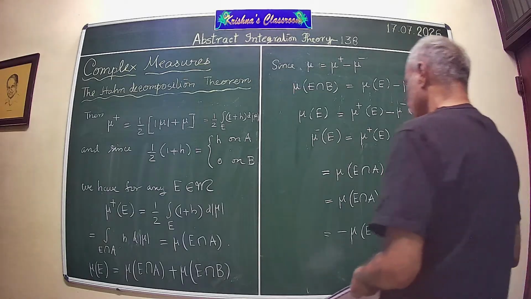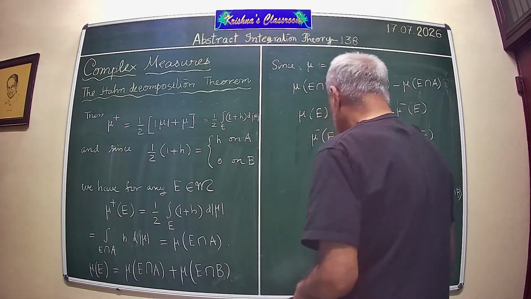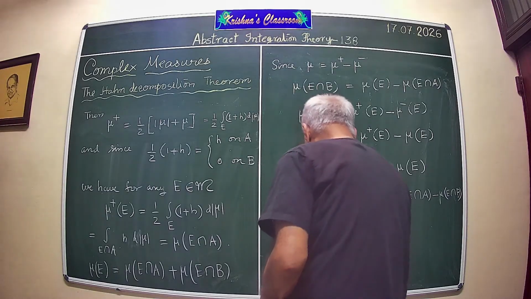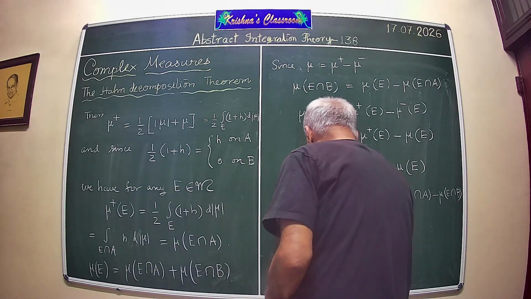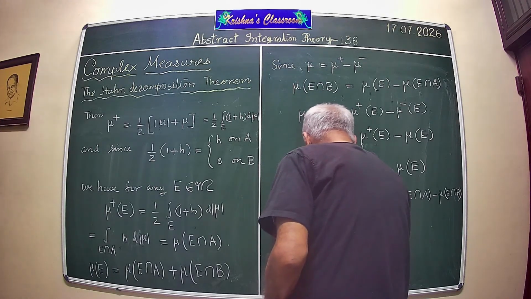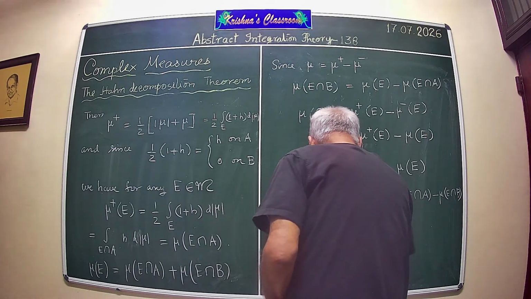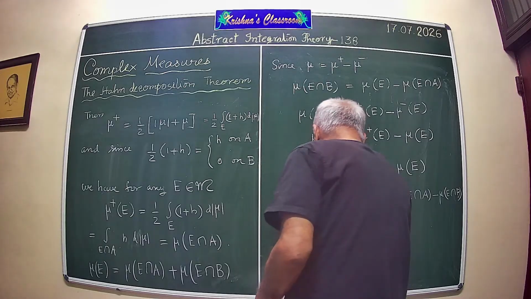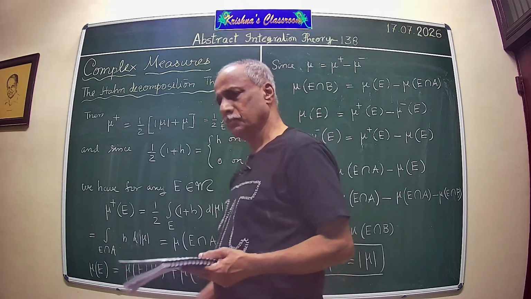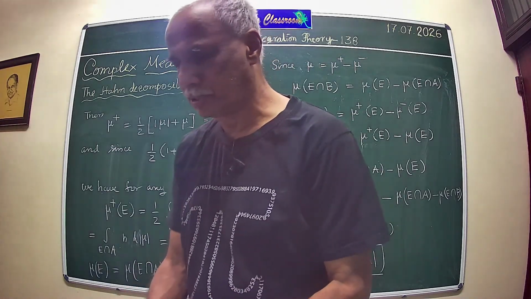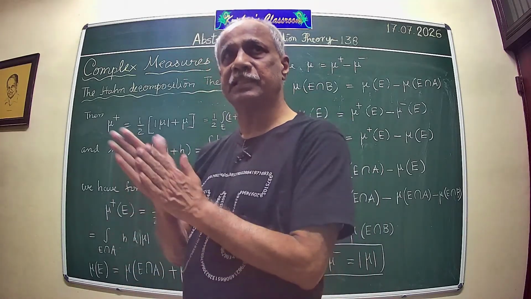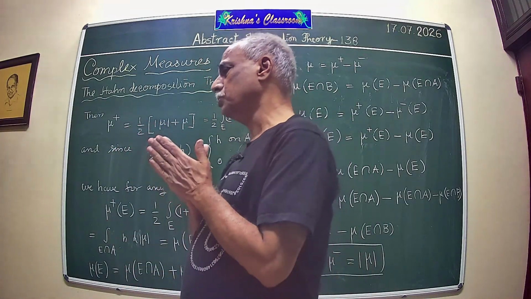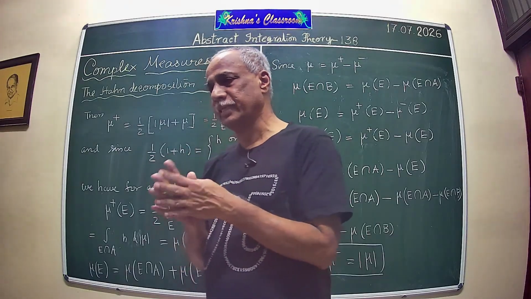And you can get all these results that you have for mu plus and mu minus. So this is what is called the Hahn decomposition. The Hahn decomposition is essentially the breakup of X into the set A and the set B.